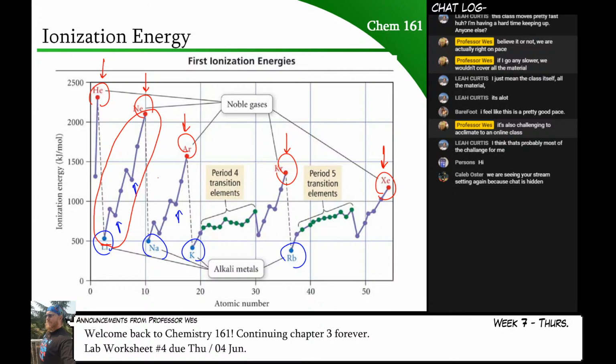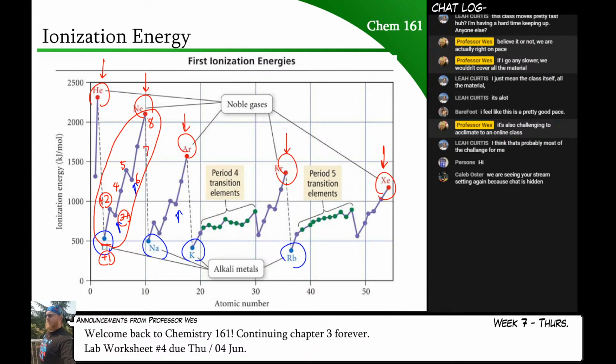I apologize for that. If you go across the period, you'll see that here's lithium. It has Z effective of +1. Beryllium is +2. Here's +3. And I'm just going to write the numbers here: 4, 5, 6, 7, 8. And you can see, generally speaking, going across the periodic table increases the ionization energy, with 2 exceptions.